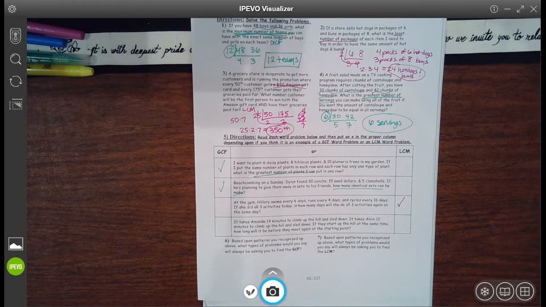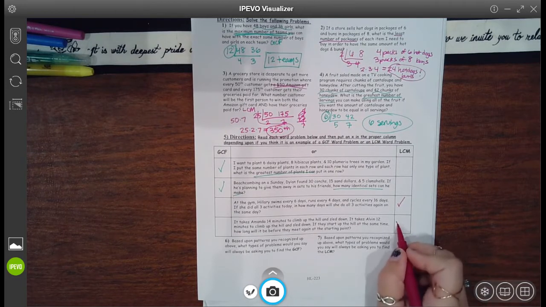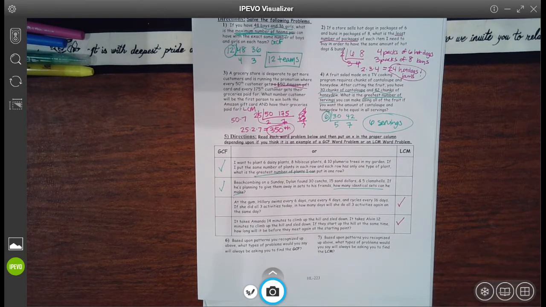Okay, the last one. It takes Amanda 14 minutes to climb up the hill and sled down. It takes Alvin 12 minutes to climb up the hill and sled down. If they start up the hill at the same time, how long will it be before they meet up again at the starting point? Again, this is a scheduling type problem.